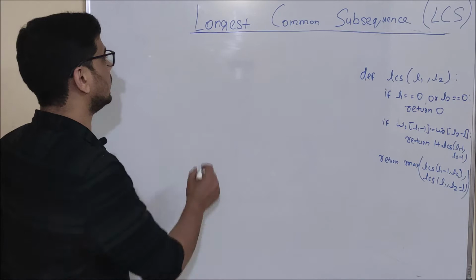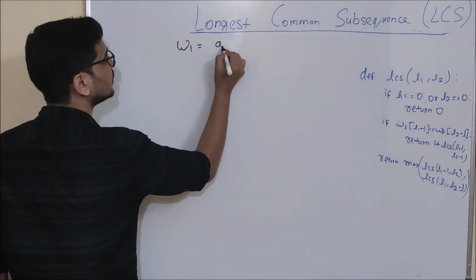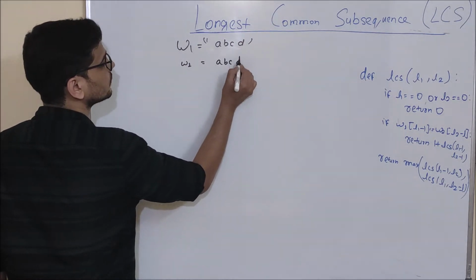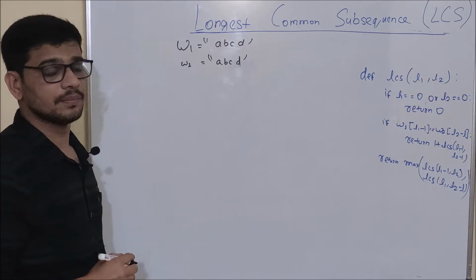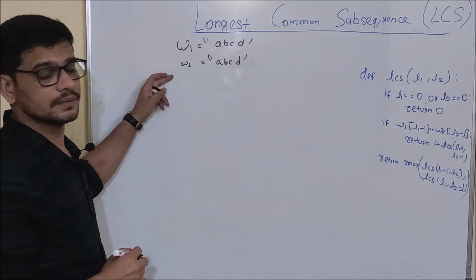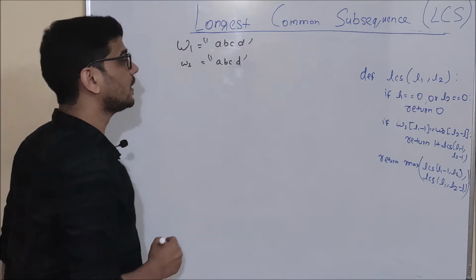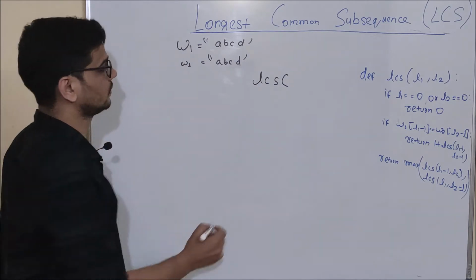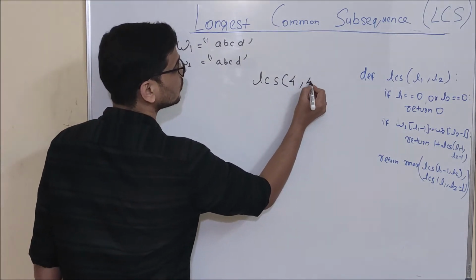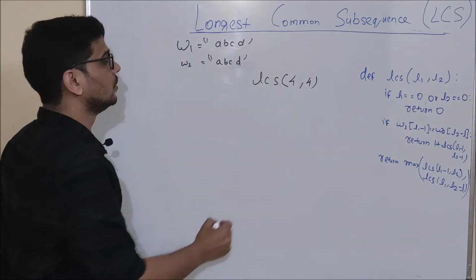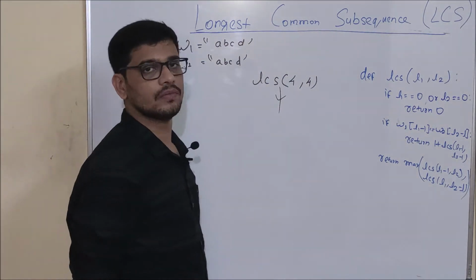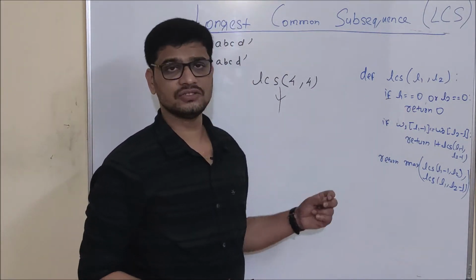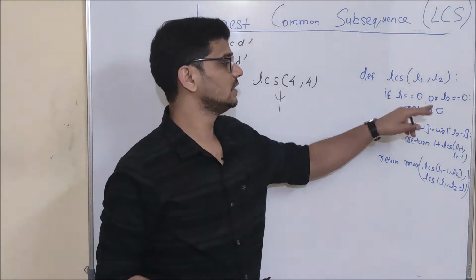Now let's start. Let's take two strings, that is ABCD and ABCD. I am taking an example of two strings having the same characters. Now I will make a call to LCS of the length of the first string, that is 4, comma, the length of the second string, that is 4. So when I call LCS of 4, 4, what will it do? First it will check this condition: neither L1 is 0 nor L2 is 0, so this line will not execute.